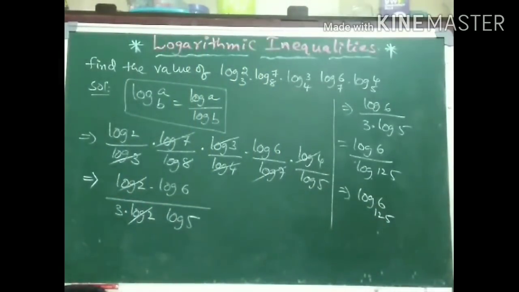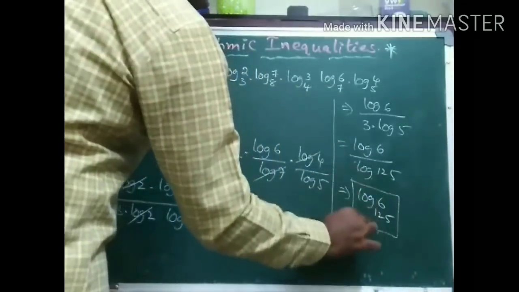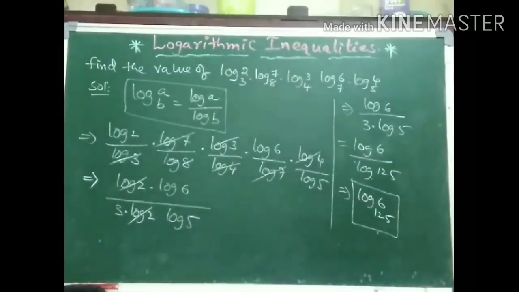Because from the above concept, log a to the base b is nothing but log a by log b. So from this, finally we can simplify it as log 6 to the base 125.